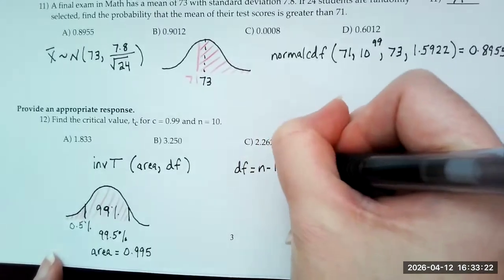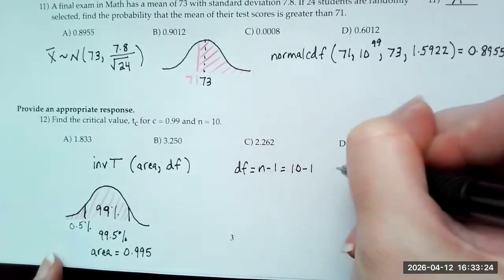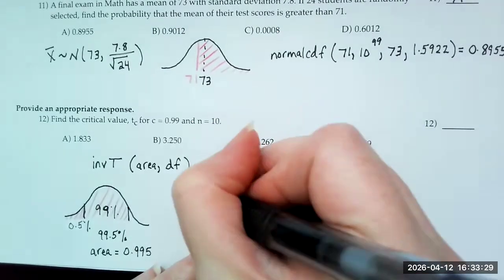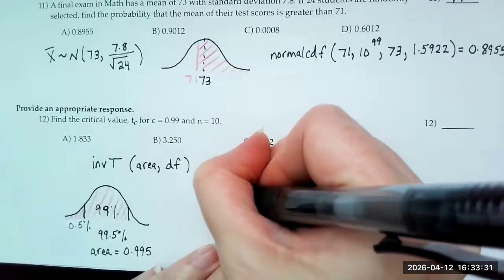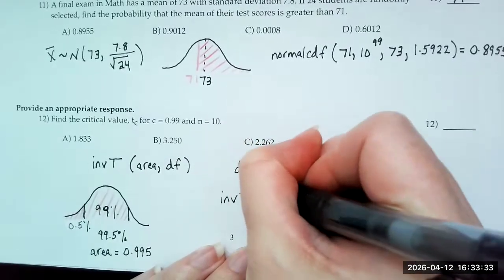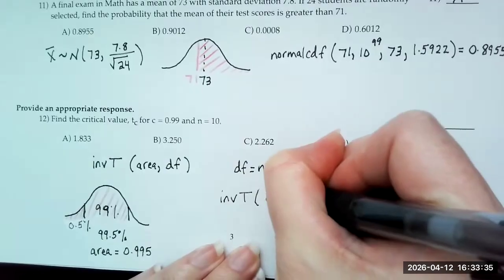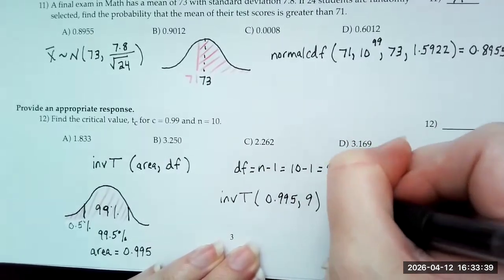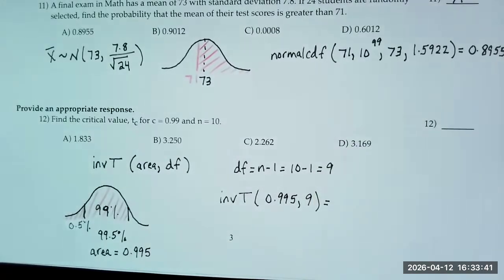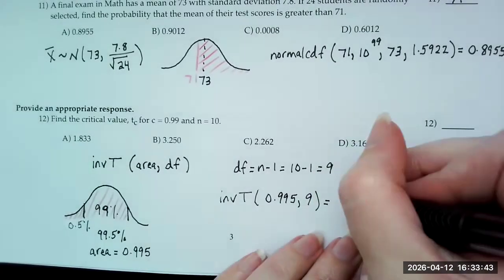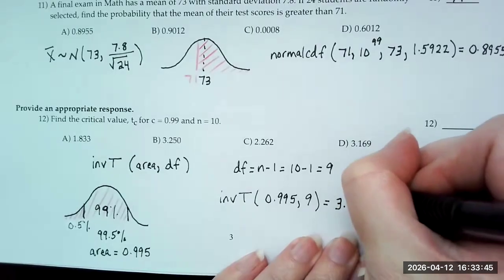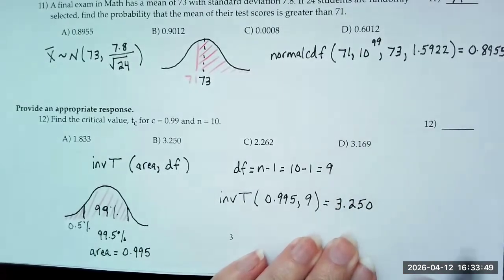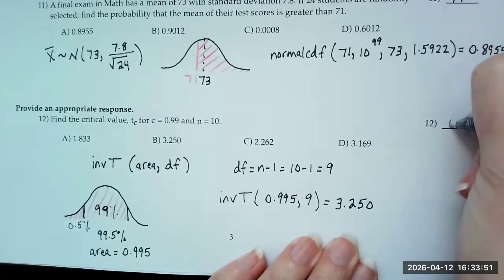So they told us that n is 10. So we're going to do 10 minus 1. We're going to use 9 for the degrees of freedom. So the inverse t function, we're going to enter 0.995 and 9. And so into our calculator, if we do that, the critical t value that we get is approximately 3.250, which will be answer choice B.